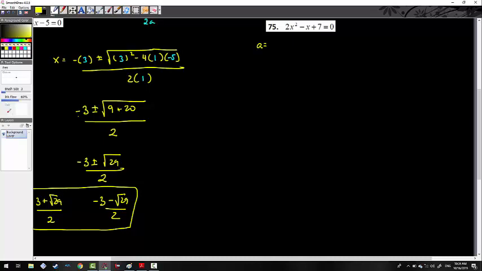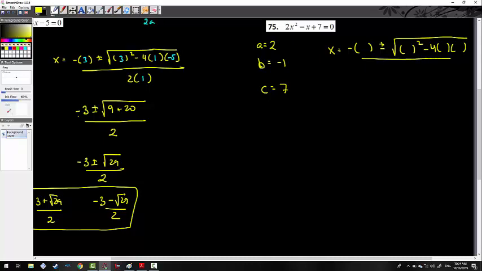So A equals 2, B equals, be careful, it's negative 1, C equals 7. So, again, plugged in, X equals negative thing plus or minus the square root of a thing squared minus 4 times 2 things, all over 2 times a thing. So, what goes inside said things? Negative 1 goes in here, 4 times A, which is 2 this time, not 1, C, which is 7 this time, all over 2A, which is 2 times 2.